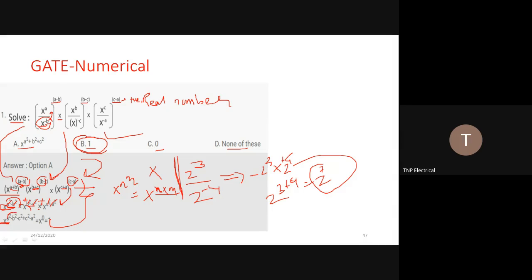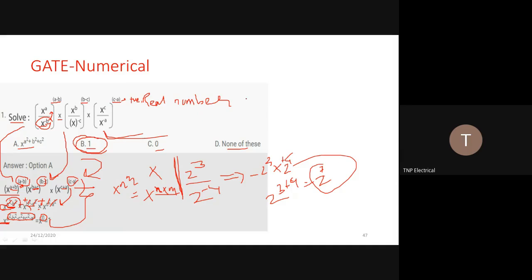So if all of them cancel each other, what do we get? 0. So x to the power 0 is how much? X to the power 0 is always 1. That we know. So x to the power 0 is 1. We know this thing, and hence option B is correct.